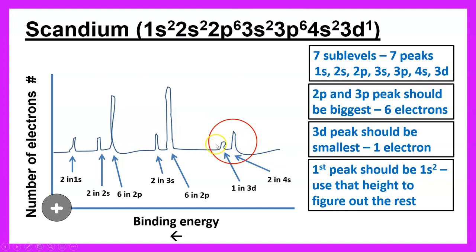Now, those are not in the same order as I write my configuration, are they? And that really messes people up. And that is because we need to stop and think about what this graph is showing us and what a configuration is showing us. If you remember, a configuration we write in this order because that's the order that the electrons are placed into the orbitals. It's the order we fill the orbitals. But that's not what this graph is. These are out of order because this graph is showing us something different.